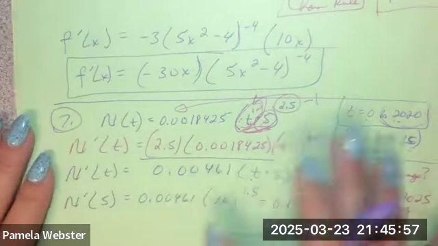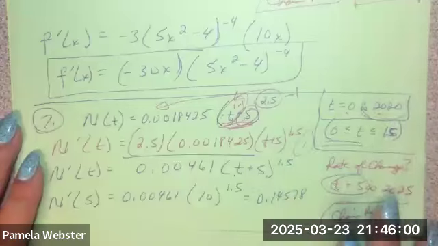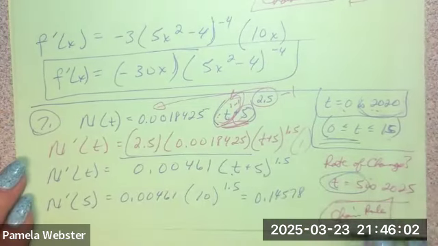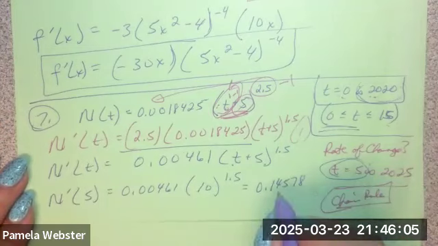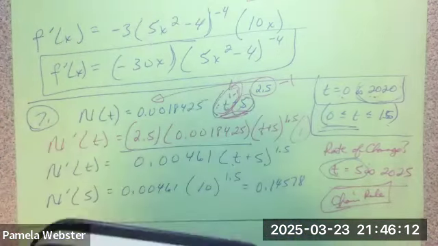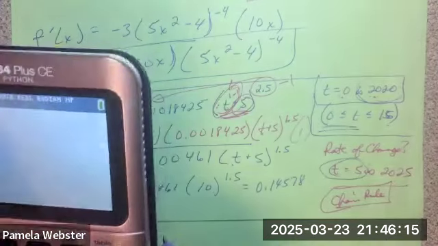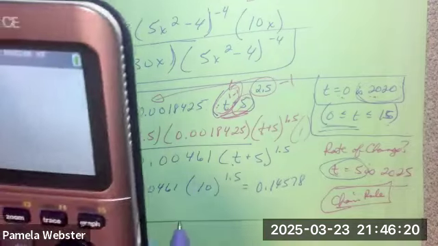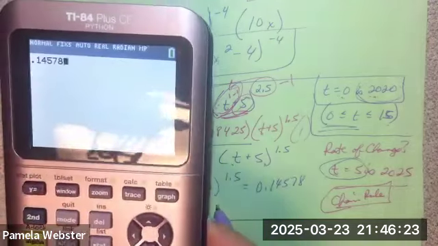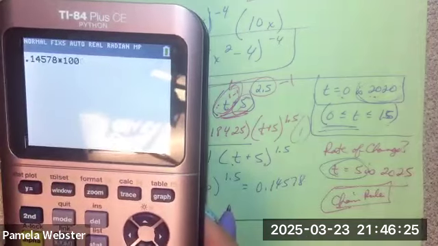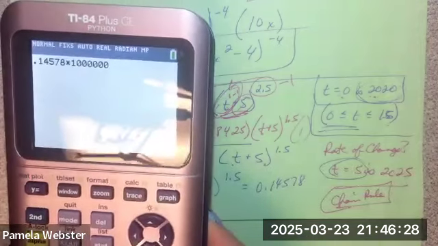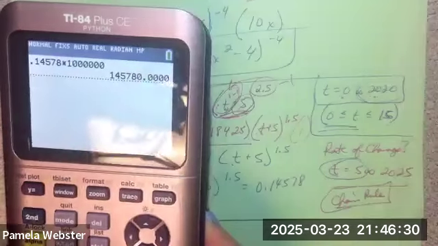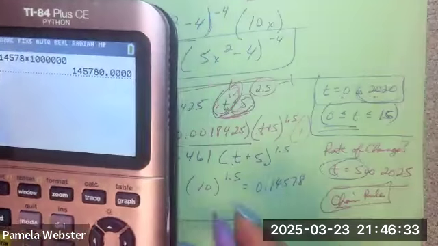Number of jobs that are leaving, and it says in millions. Okay, so in millions, let's see what we got here. This number is in millions, so I can take 0.14578 and multiply it by a million, which should have 6 zeros, right? And what I'm getting is 145,000.